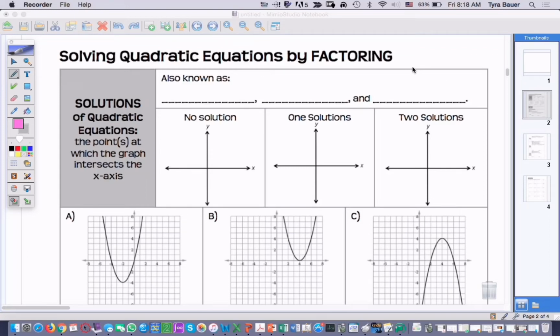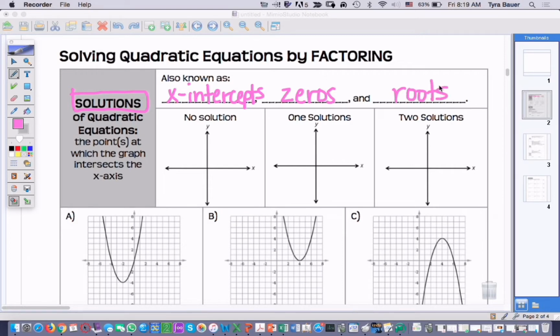All right, today we're solving quadratic equations by factoring. Okay, and we're talking about solutions of quadratic equations, which are the points at which the graph intersects the x-axis. So we call them solutions. Anybody know another name for solutions? Remember, it's crossing the x-axis. What are those called? X-intercepts. Okay, what's another name? Starts with a Z. Zeros. And roots. Maybe that's one you haven't heard before.